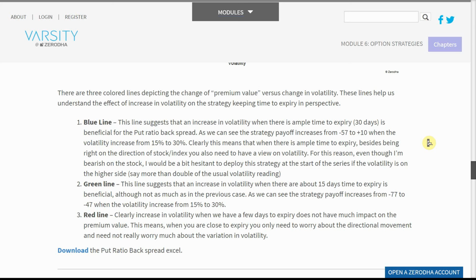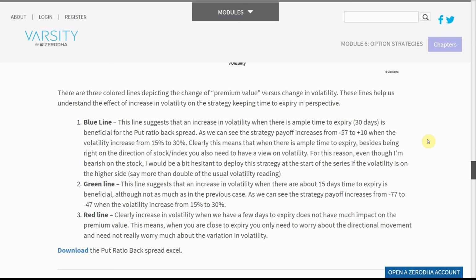As we can see, the strategy payoff increases from -57 to +10 when the volatility increased from 15% to 30%. Clearly, this means that when there is ample time to expiry, besides being right on the direction of the stock index, you also need to have a view on volatility. For this reason, even though I'm bearish on this stock, I would be a bit hesitant to deploy this strategy at the start of the series if the volatility is on the higher side, say more than double of the usual volatility reading. Green line.